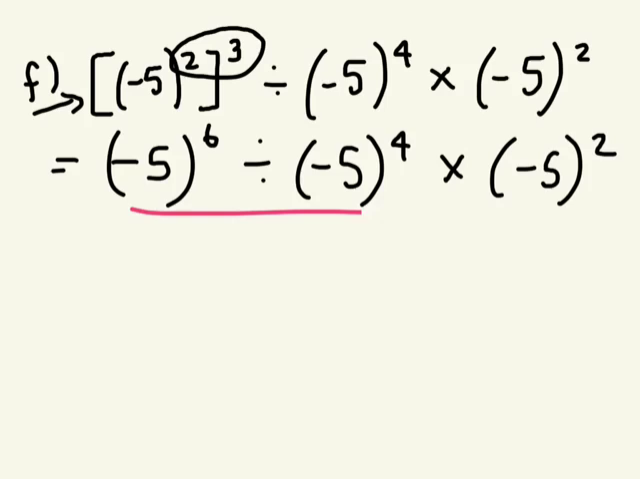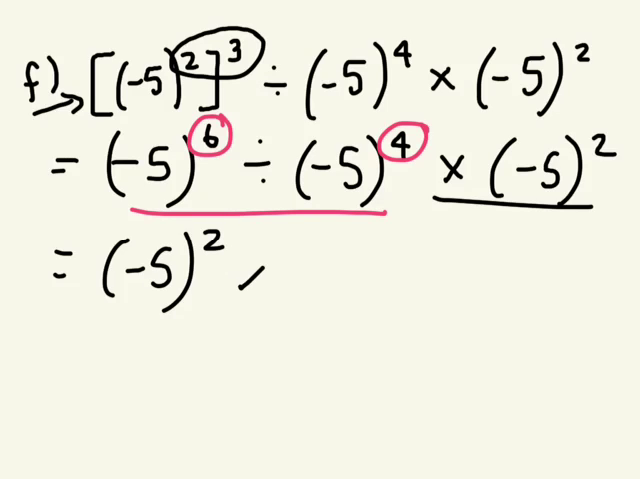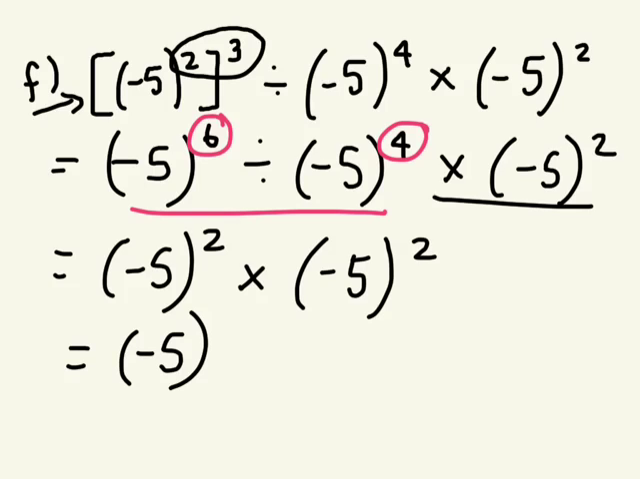Straightforward again. Division. What happens to the exponents? Subtract. Good. So it becomes negative 5 to the power of 2, good, times negative 5 to the power of 2, equals what? Negative 5 to the power of 4.